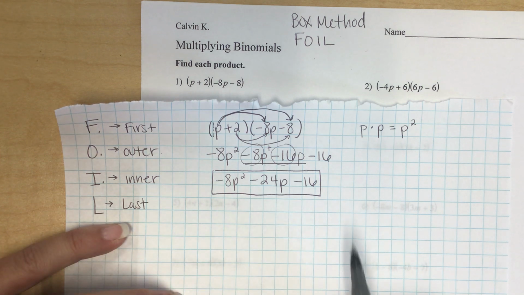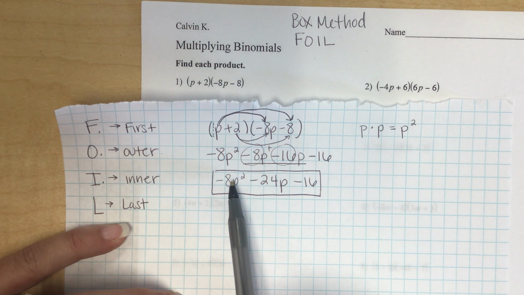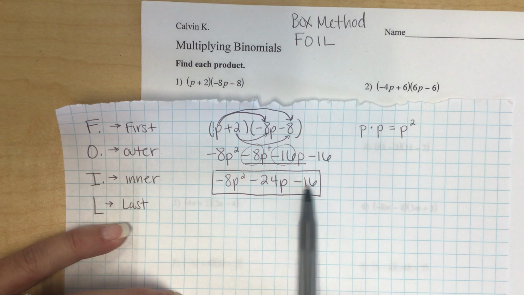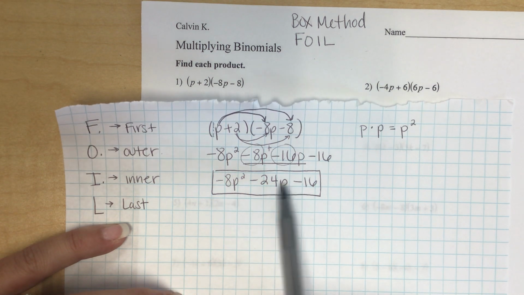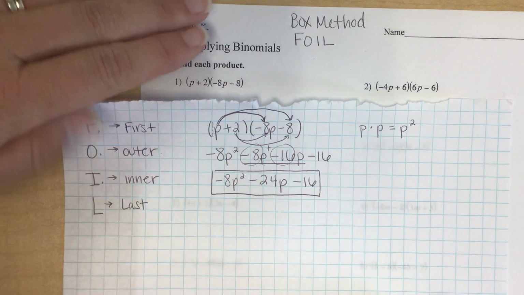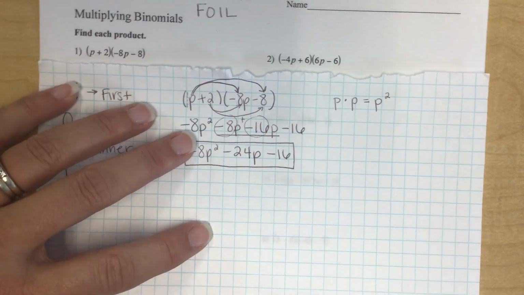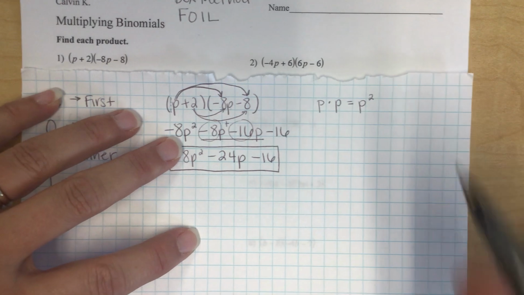All right, so when we multiply, we're going to end up with something like this. This is called a trinomial because it has 3 terms. 1, 2, 3. And terms are separated by a plus or minus sign. So that's why this is 3 terms. Okay? All right, let's do FOIL again for number 2. Let's try that again. And at any time, feel free to pause the video and try the problem, and then unpause the video and watch it again and see how you did.